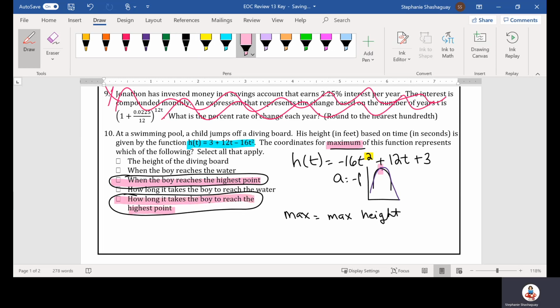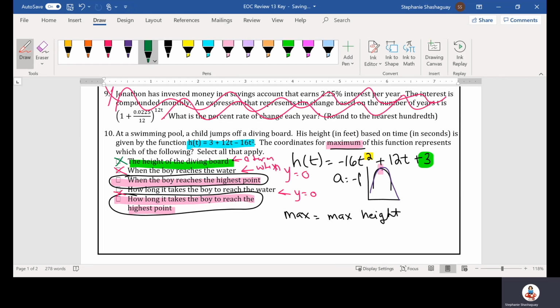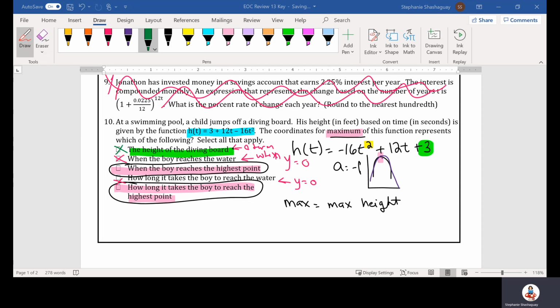If we're talking about the water, then this would be when y is equal to 0. So that's not talking about that maximum value. And the height of the diving board, this would be your c term. That's your initial value. So that also is not what the maximum point, or the vertex, is telling you. All right, that's it for EOC review number 13. Let me know if you have any questions in class.